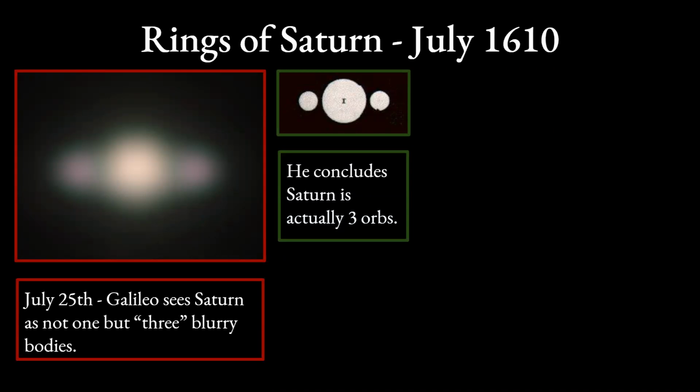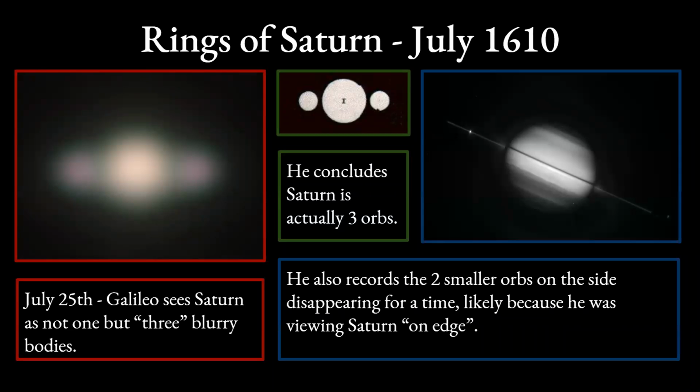He got a little confused, though, because every once in a while when we look at Saturn, you actually see it on edge, so to speak, where the rings are completely flat relative to the Earth, and then they just disappear. So suddenly these 2 orbs on the side just disappeared, and he really didn't understand what that was, because he didn't have a telescope good enough to make out those rings.